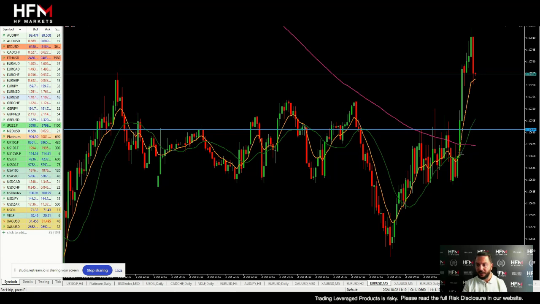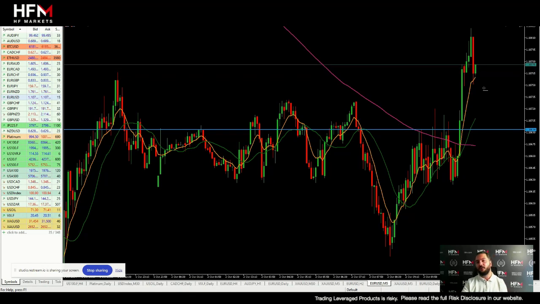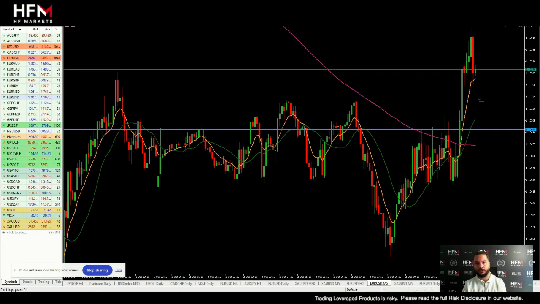Now we can see here the yellow line crossed above the green line. That's an indication of upward momentum. We could have taken advantage of that, but I'm not going to speak too much about that because it's already happened. We can see the price is already significantly increased. But what we can now look at is the next crossover. As that was an upward crossover, now we can look at the downward crossover.